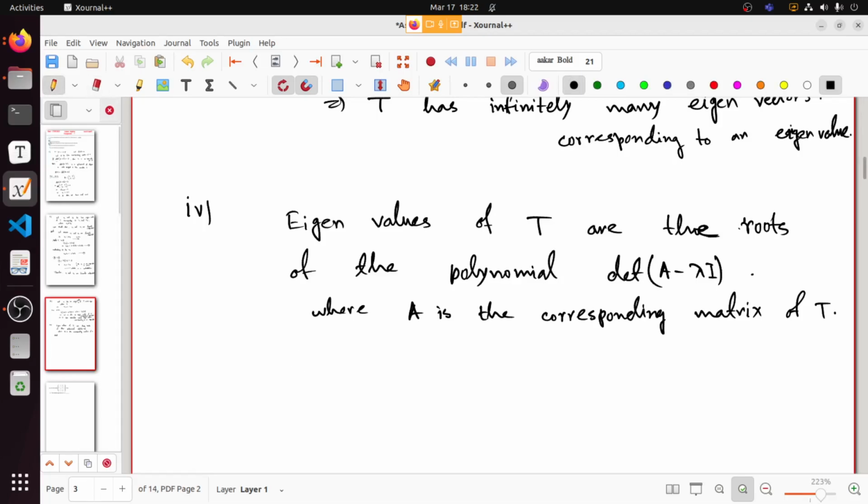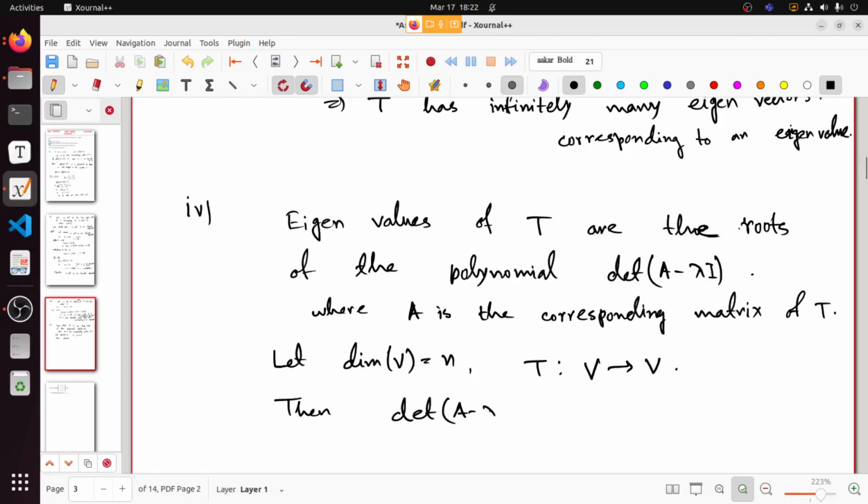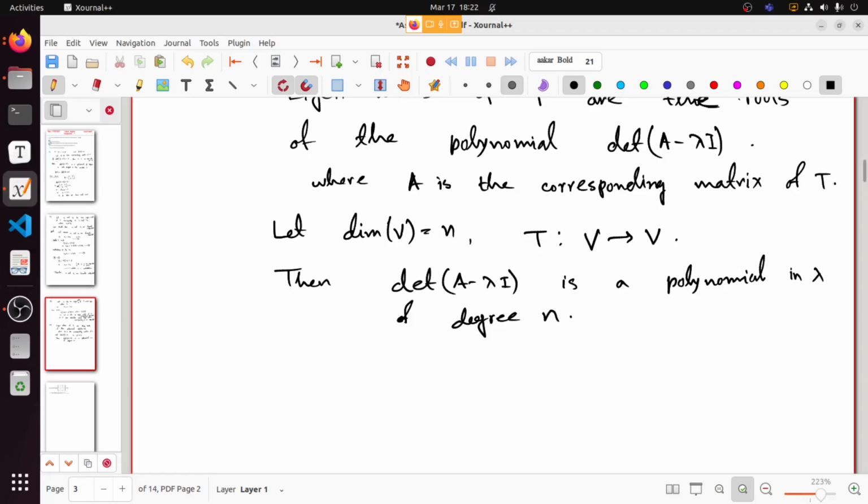So this polynomial has degree n. Let dimension of V equal n, where T is a map from V to V. Then determinant of A minus lambda I is a polynomial in lambda of degree n. So this is an n degree polynomial. So it can have at most n real roots, right? So it can have at most n real roots.